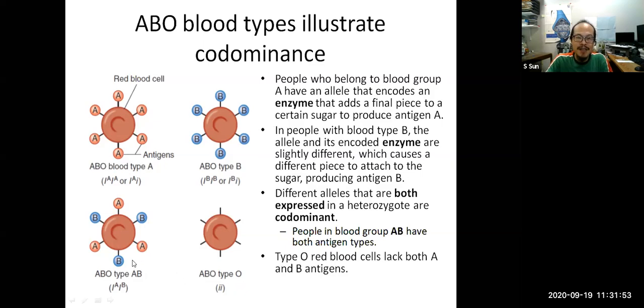For type AB, you must have both A and B, because if you only have A and A, it's going to be A. If you only have B and B, it will be B. If you have A and i, meaning no antigen, it will be A. If you have B and i, it will be B. So it must have the A and the B. And the A and the B don't fight. It's not like one will win over the other. Both will show. So that's the amazing part of the blood type.